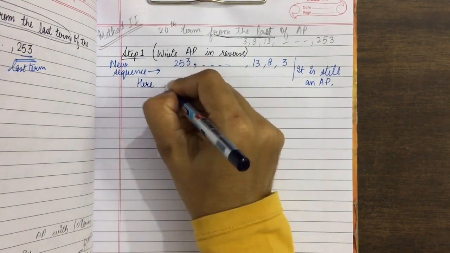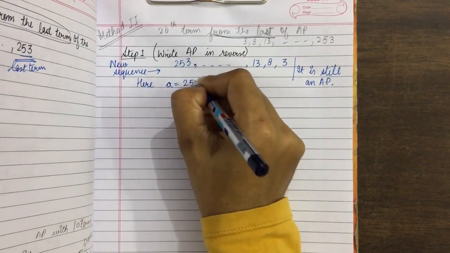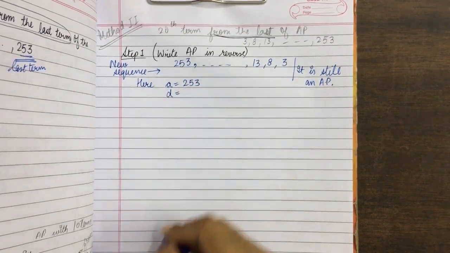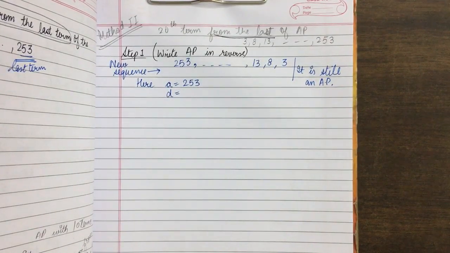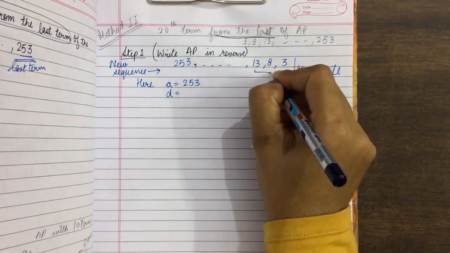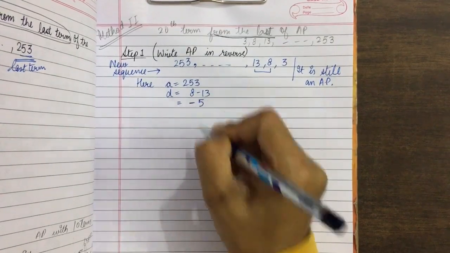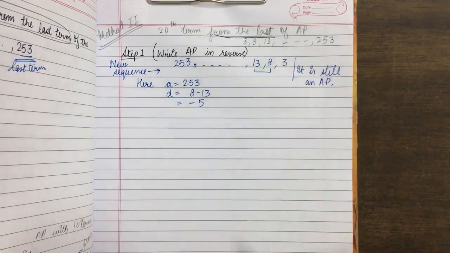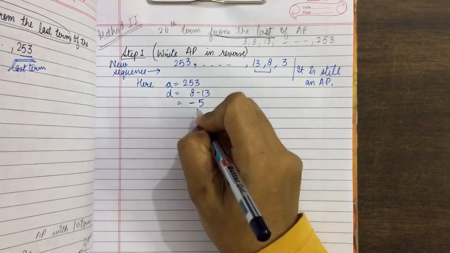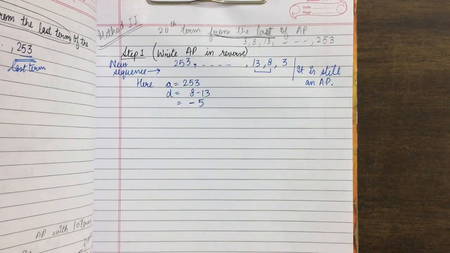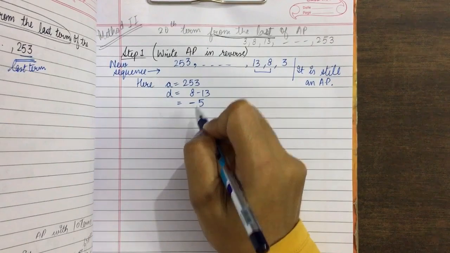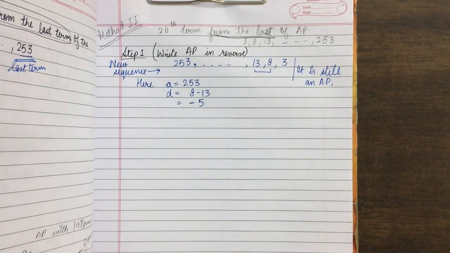So here the first term is 253 and the common difference, take any two consecutive terms and subtract them. I'm taking these two, 8 minus 13, it's minus 5. So earlier the common difference was positive 5. The values were increasing by 5. After reversing, the values are decreasing by 5. The common difference changes its sign.